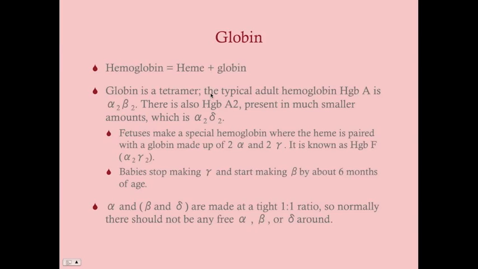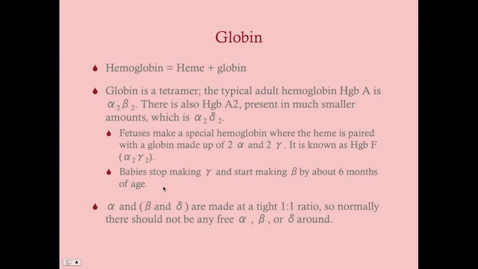There's also a different kind of adult hemoglobin, which is present in much smaller amounts, only about 1% normally, and that's hemoglobin A2. And that's 2 alpha parts and 2 delta parts. Now, fetuses make a special hemoglobin because of the different environment that they're in, and that's called fetal hemoglobin, or hemoglobin F, and that's made up of 2 alpha parts and 2 gamma parts. They stop making those gamma parts and start making beta parts at around 6 months of age. So they should start making quote-unquote adult hemoglobin by the time they're 6 months to 1 year old.